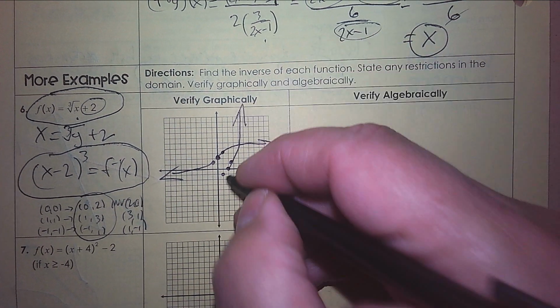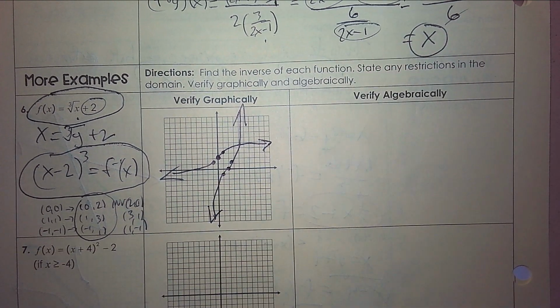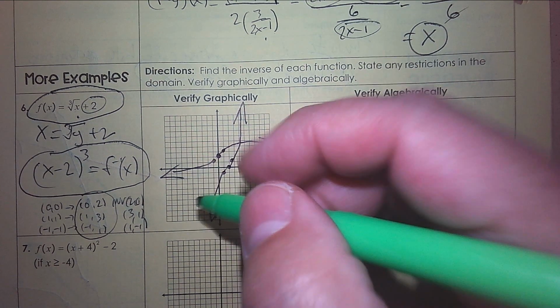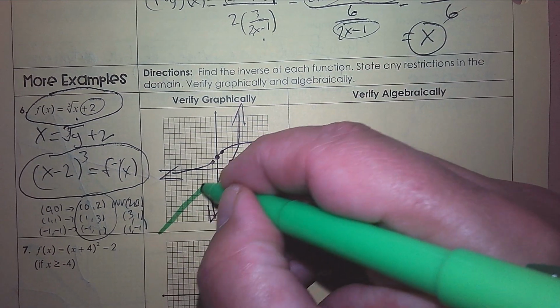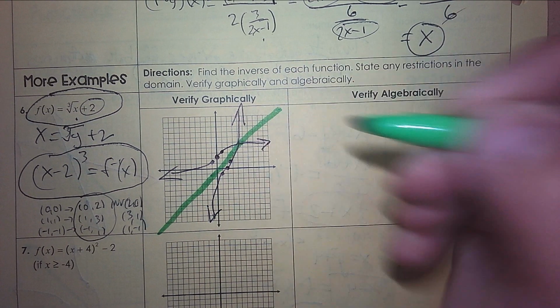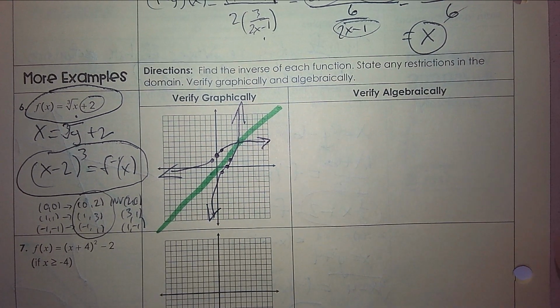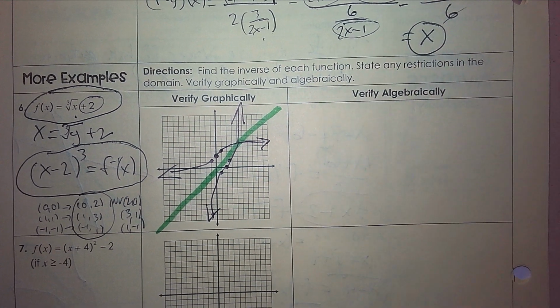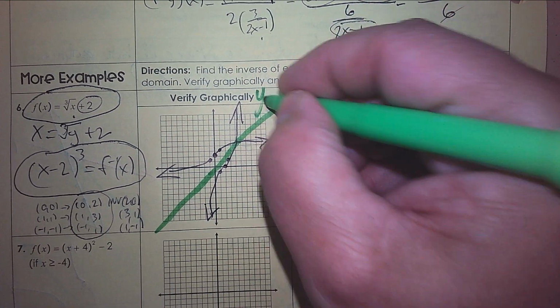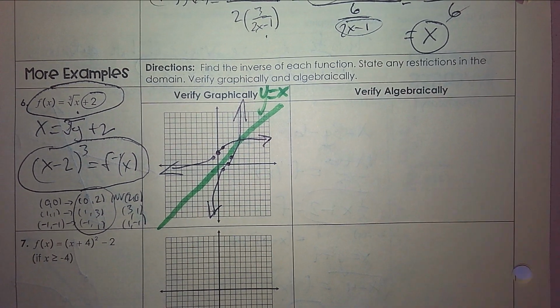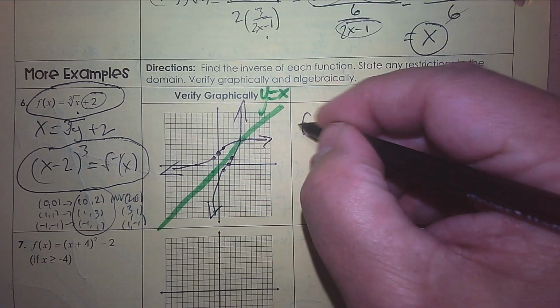Now this picture looks different, right? So a cube root compared to a cube. And then if I draw a line, y equals x, which goes through the corners, does it reflect on that line, right? How do I verify algebraically? I do the composite.